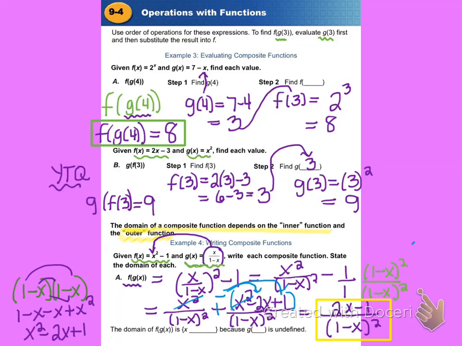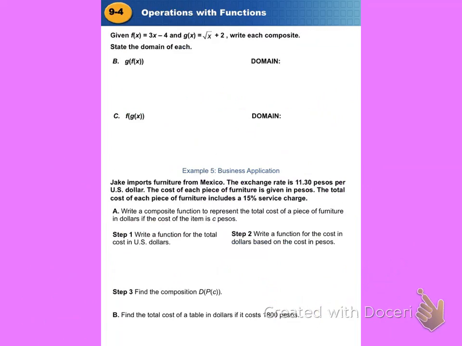Now remember that when we have a denominator that has a variable in it, there's always the potential that there's going to be a place where that function will be undefined. And in this case, what will make the denominator undefined is 1. So we would have to restrict that from the domain. So we'd say that the domain of f of g of x, x cannot equal 1. And that's because g of 1 will be undefined, so that'll make the denominator undefined. So there's our first look at composition of functions. Let's turn the page and look at a few more examples.